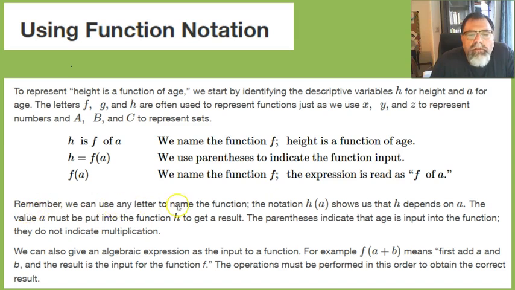Remember, we can only use letters to name the function. So the notation h of a shows us that h depends on a. The value a must be put into the function h to get a result. The parentheses indicate the age is the input of the function. They do not indicate multiplication, right? So that's important.